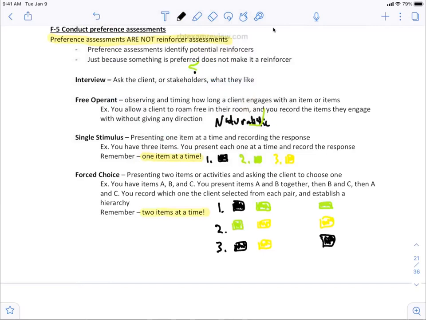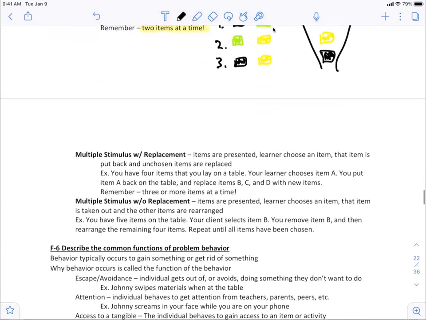We're using all the pairs, and then we're creating this little hierarchy where we now say, okay, they like the green square best, yellow square, and then black square. Forced choice is probably the most common. It's the one that's typically run mid-session very quickly. What do we want to work for? That kind of thing. And then finally, multiple stimulus. Remember, we're looking at 3 or more items at a time.